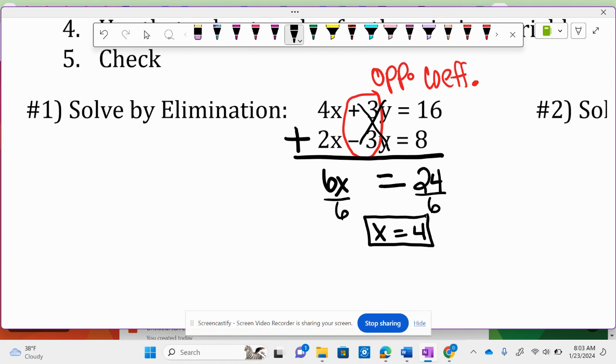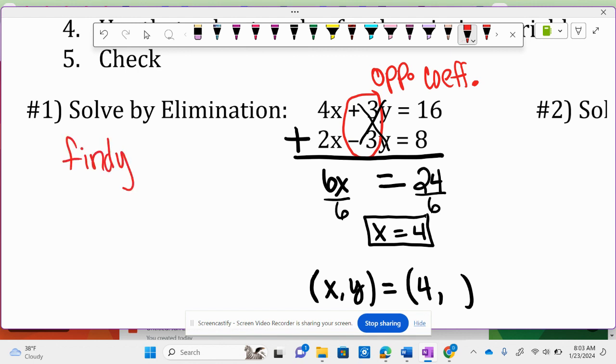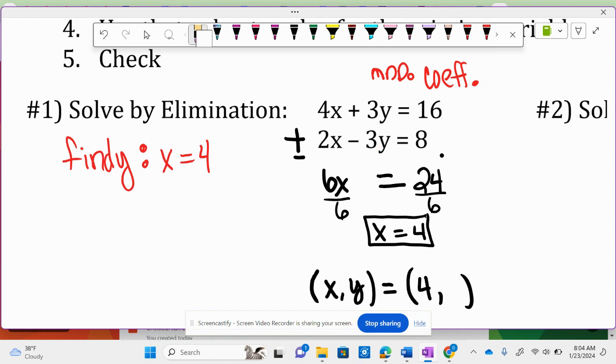So remember, with a system, our solution is an xy ordered pair, right? Our solution is an xy ordered pair. So we already know the x coordinate. We have to figure out the y coordinate of our solution. So the next step is to find y. Now, we know that x equals 4. So we can look at either one of these equations. You're going to plug in the value of x equals 4 into one of them and solve for y.